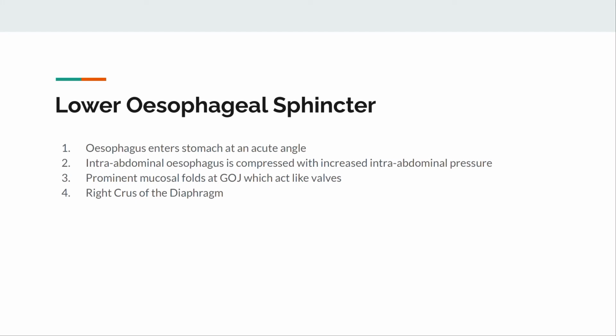The lower esophageal sphincter is a physiological sphincter. It's not really an anatomical structure as such, but it's a combination of 4 main elements. The esophagus enters the stomach at an acute angle, which makes it harder for food to get regurgitated from the stomach into the esophagus. The intra-abdominal pressure pushes down on the intra-abdominal portion of the esophagus. There are mucosal folds, which act like valves, and there's the right crus of the diaphragm.